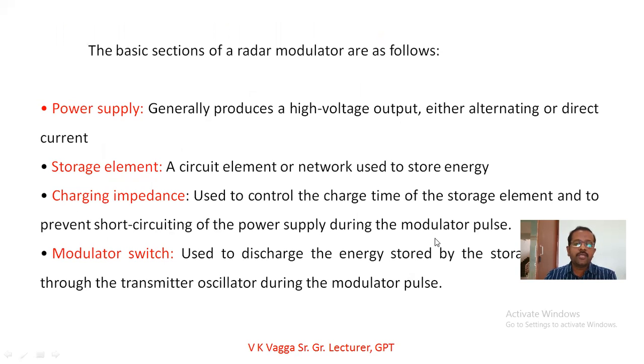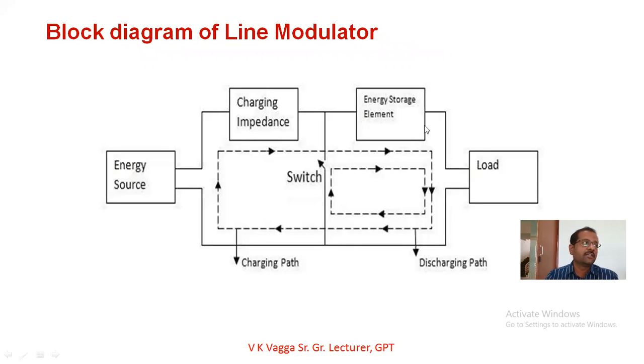Okay, so if the pulse is on, it is in the charging state, and if the pulse is off, it is under discharging. In this way, it is used to control the on time and the off time of the pulse here. According to this, it can charge or it can discharge. Okay, this is the working of the charging impedance here.